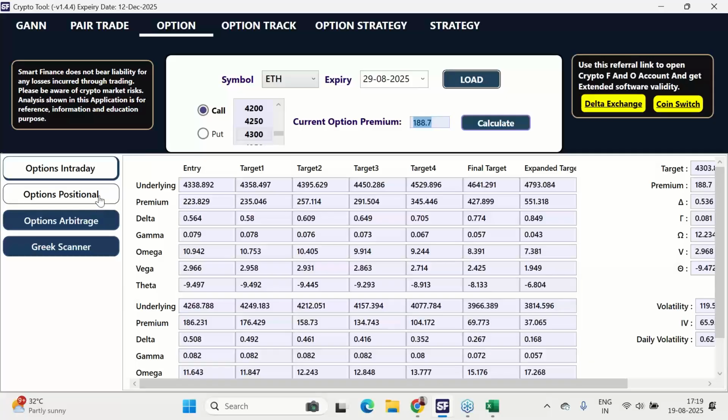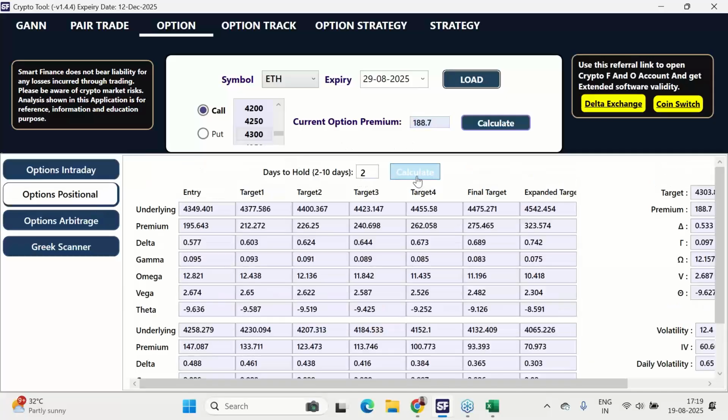This is for intraday. Suppose if we are going for a positional 2 days time frame, we must buy at 195 and 147 will be our stop loss, and these are the targets, and this is for positional 2 days of holding. Theta is being taken out.